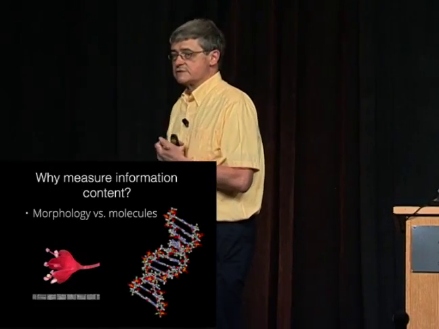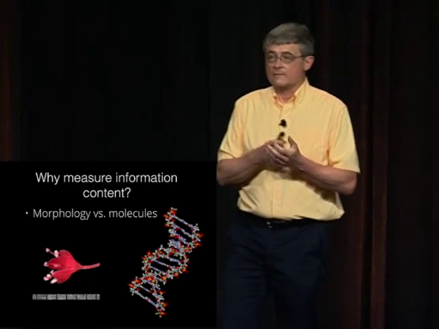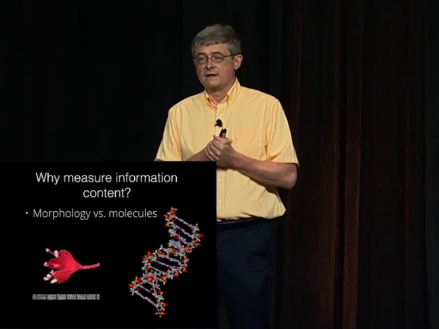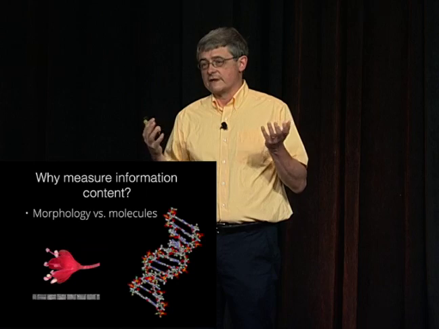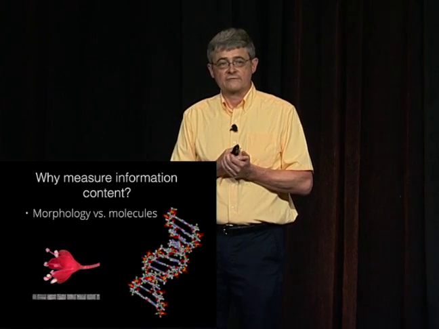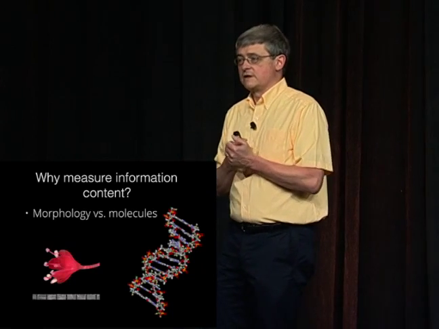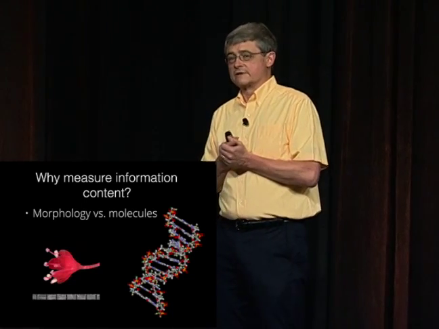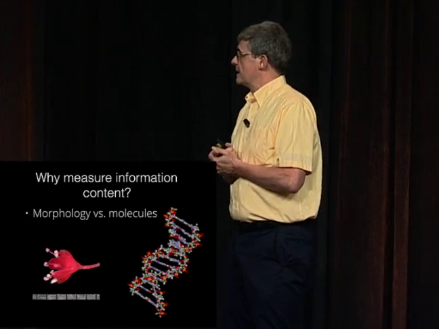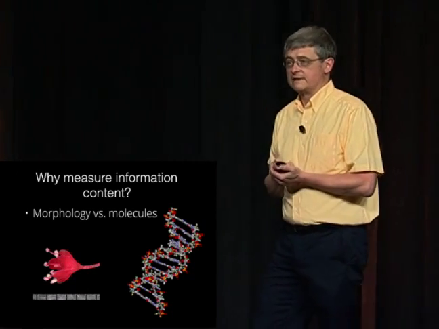First of all, we might be interested in whether morphology or molecules has more information, and we might be interested in whether they disagree and where they disagree on the tree, for example. So if we can partition dissonance or partition information, we can ask where is the information and where is the conflict between these morphology and molecules. So that's something that a lot of people are keenly interested in doing.